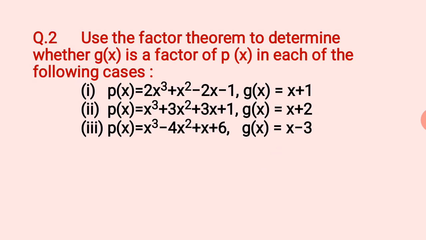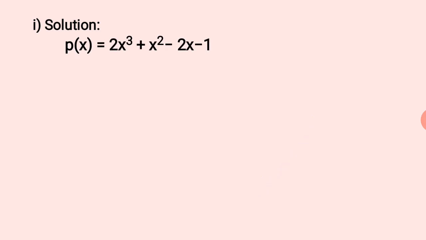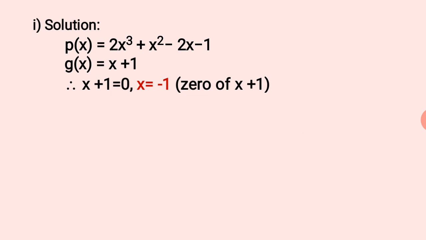Now question number 2. Use the factor theorem to determine whether g of x is a factor of p of x in each of the following cases. Now this question is again similar to the last question. The only difference here, different set of p of x's and g of x is given. So let's try. The first sub-question, p of x, g of x noted and g of x then equated to 0 to get x equal to minus 1.